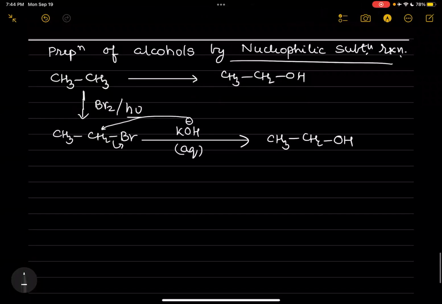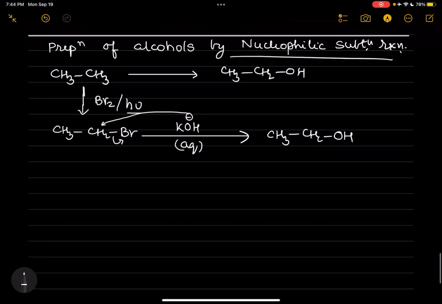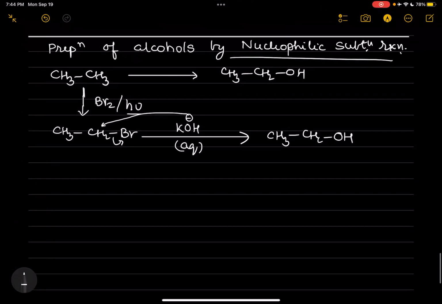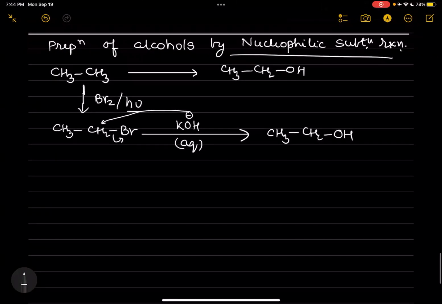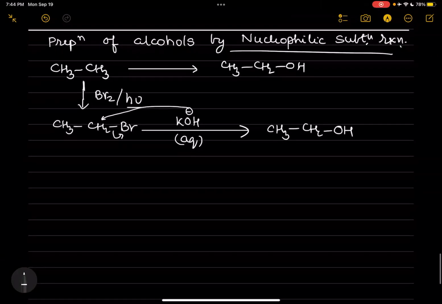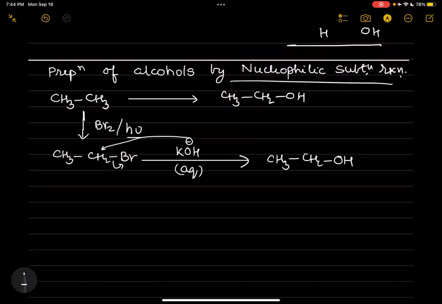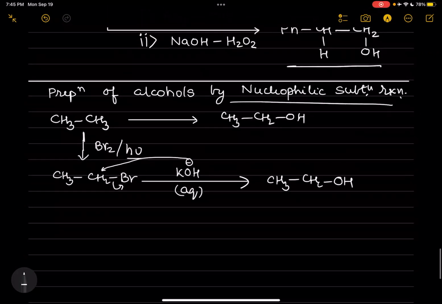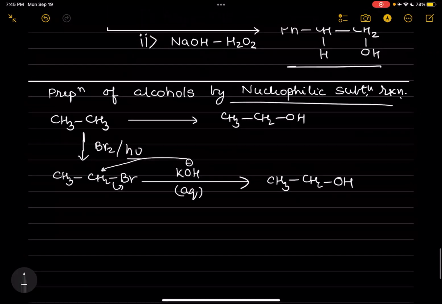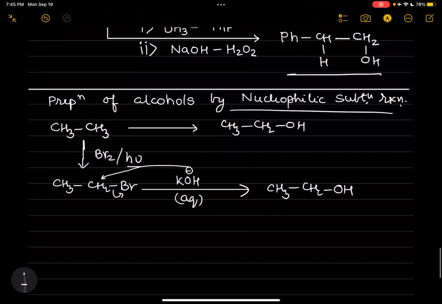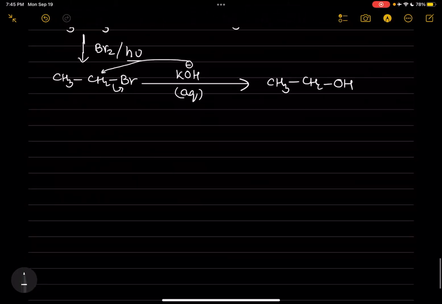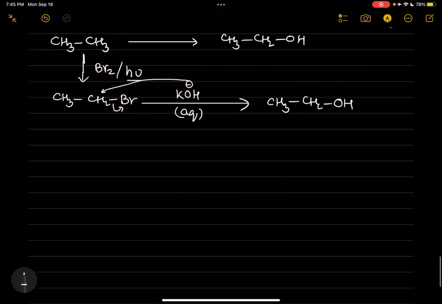So how are you going to get an alcohol? You take alkyl halide, and from the alkyl halide you carry out nucleophilic substitution reaction by using aqueous KOH, and that will push away the Br. Is it clear? Right? Yes, sir. Very simple thing. Very simple.